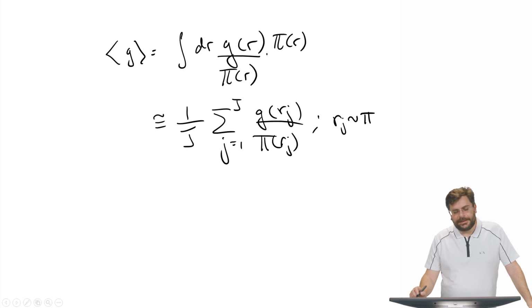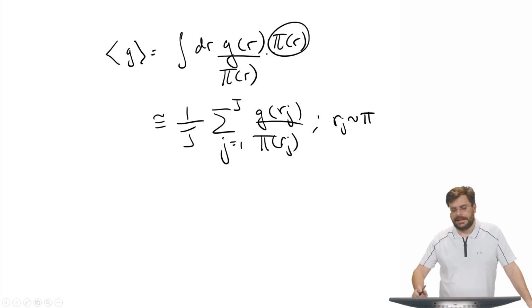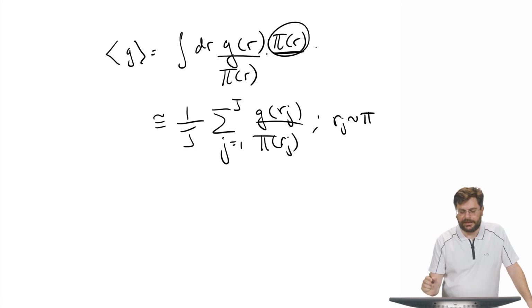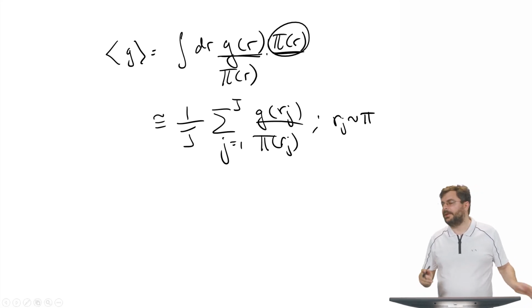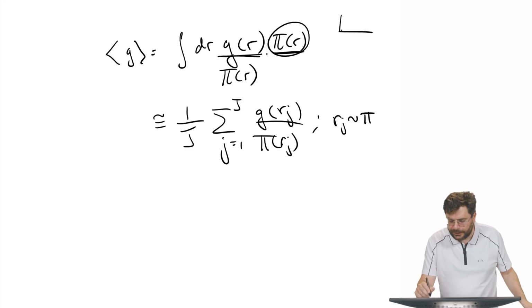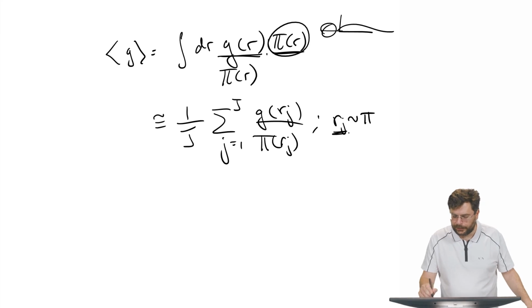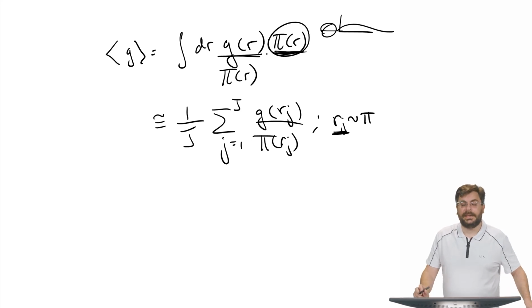So we can start asking ourselves the question, okay, well, how do I pick the pi that I need? I know that the pi should have the same support as g of r. If pi is from 0 to infinity, and g of r is from negative infinity to infinity, then I will never draw samples which are negative. And if I never draw samples which are negative, then I really won't be approximating this integral. So it's clear that pi of r needs to have the same support as g of r.